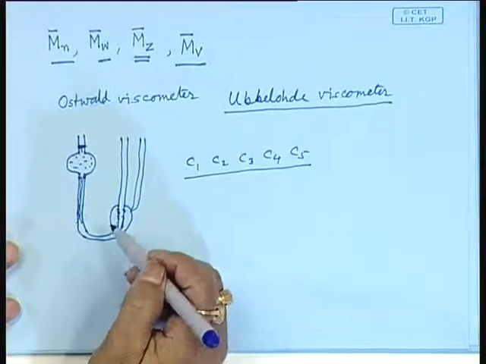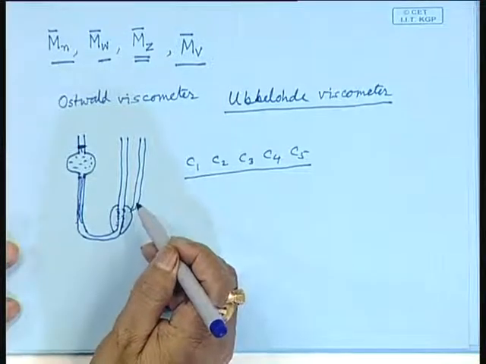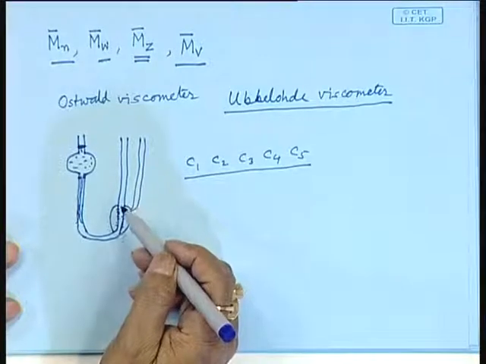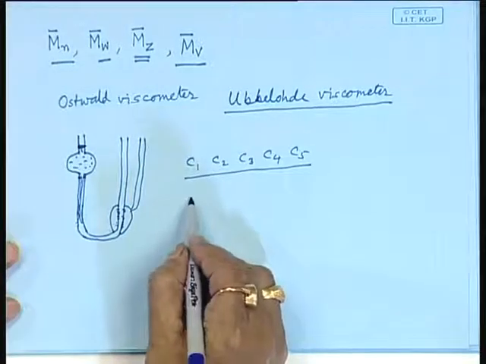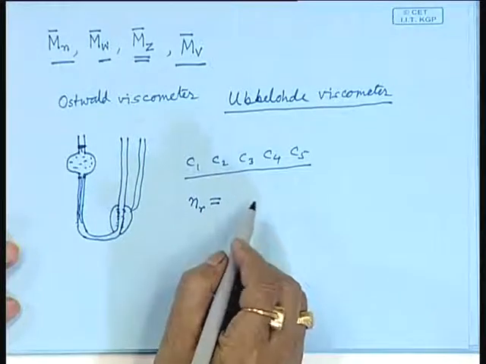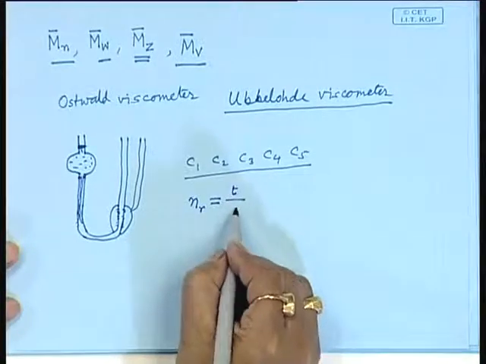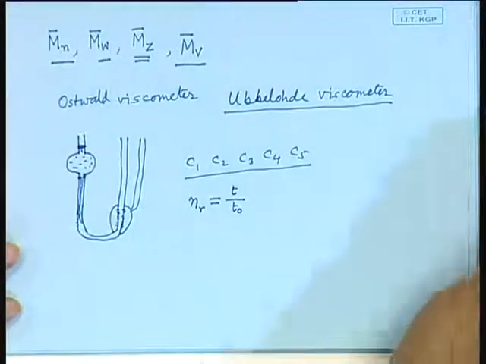In order to avoid that, if you start with one concentration, just add a calculated quantity of solvent for the next concentration, record it and then record the flow time. So, this way you will get the different flow times. So, you can get the relative viscosity from the ratio of the two flow times, the flow time for the solution and the flow time for the pure solvent. Eta r is equal to t by t0, or eta by eta 0. That is the relative viscosity. It is shown over here.